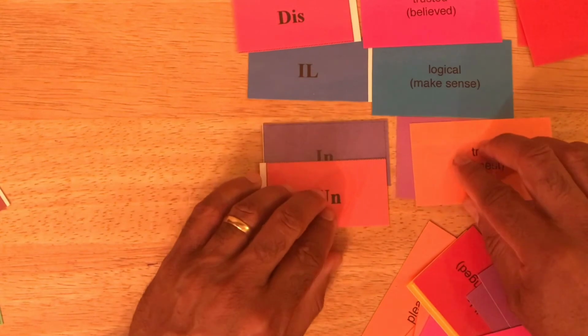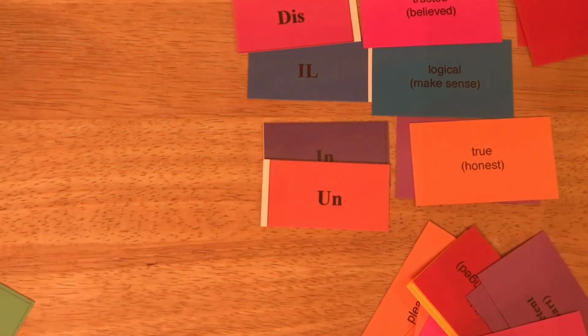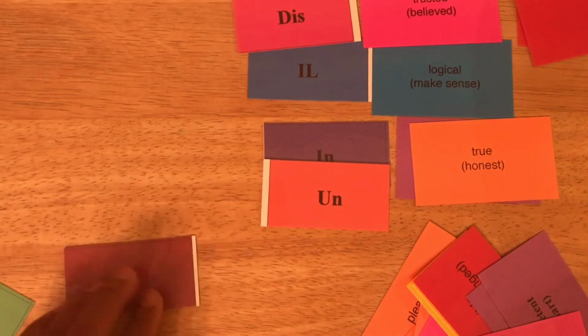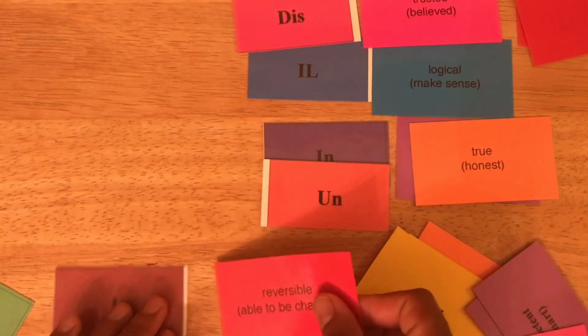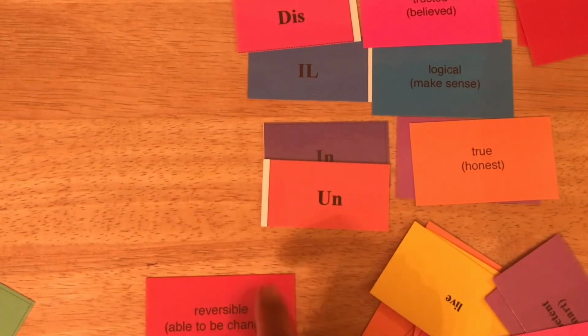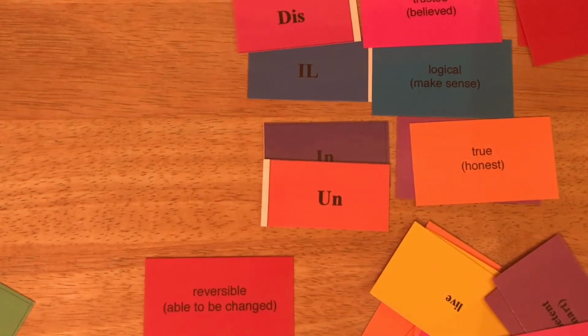I put my words over here. And my final one is IR. And that doesn't really look like a red one, but trust me, it's red. You're just looking at it from upside down, I think. And my word is reversible. Reversible. Oh my gosh. Oh, I hope that I can reverse. Ooh, that's a tough one, right? Reversible means able to be changed.